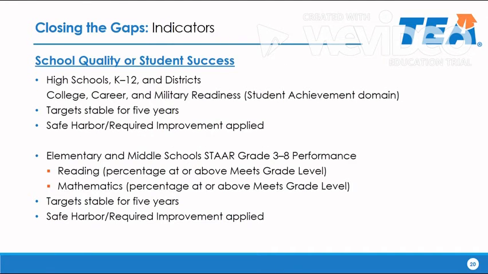And the last indicator required by ESSA is described as an indicator of school quality or student success. So for the school quality and student success indicator, we're using the same college, career, and military readiness indicators that we use in the student achievement domain for high schools. For elementary schools and middle schools, we'll be using performance on reading and mathematics STAR exams at the meets grade level standard or above. And again, target should stay stable for 5 years, and Safe Harbor is available.